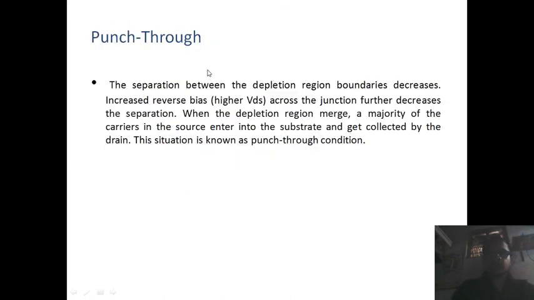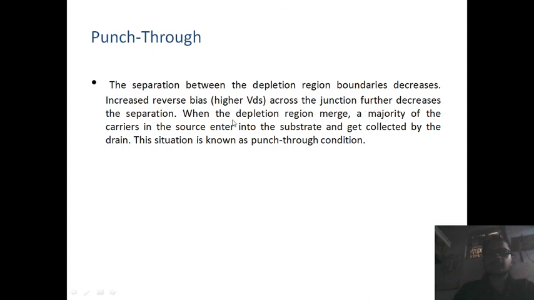See the last topic, that is punch through. The separation between the depletion region boundaries decreases. Generally for a short channel, the separation between the depletion regions decreases. Increasing the reverse bias across the junction further decreases the separation.